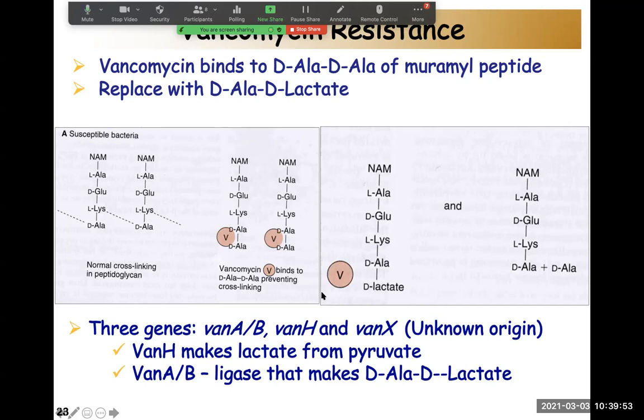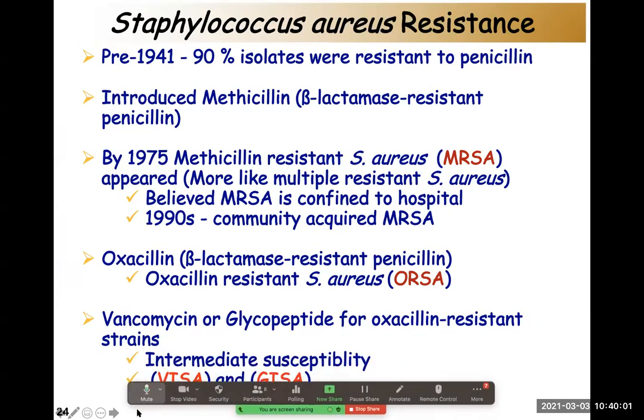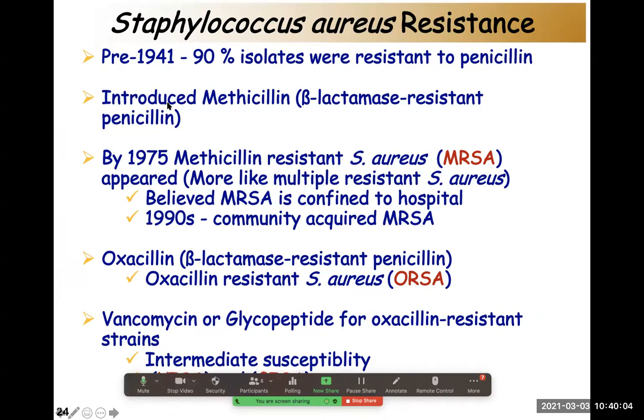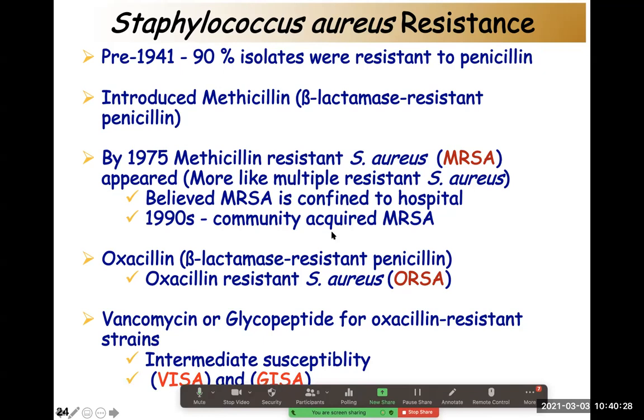MRSA and VISA, all those are strains that have mutation in the cell wall. And in fact, this is a very quick summary. They introduced penicillin in 1940, and by 1941, all of them became resistant to penicillin. Then they introduced methicillin, and then they became MRSA in the 1990s, right? Then they introduced oxacillin, now we have ORSA. It's still not very common, but MRSA is very common. And then they also have intermediate susceptibility, VISA and GISA, right? You probably hear a lot of MRSA in the hospitals.